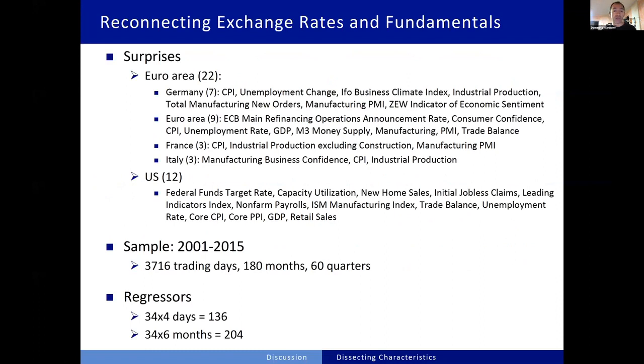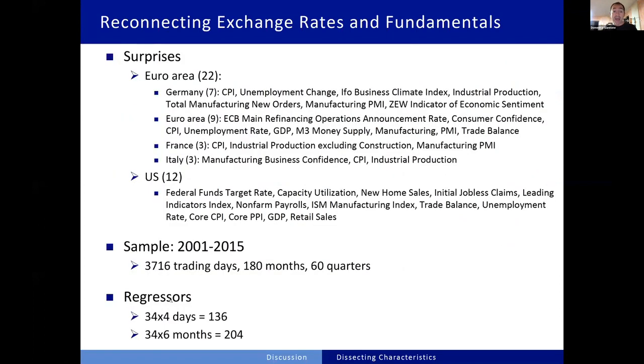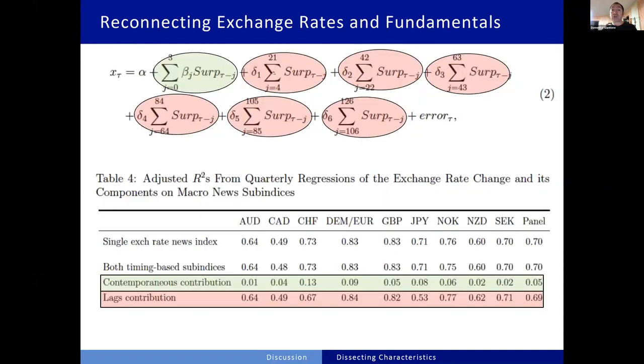Now, here are all the surprises for the case of the euro area and US, so the dollar-euro exchange rate. The sample is 15 years, which amounts to almost 4,000 trading days, which is 180 months and 60 quarters. Now, the regressors here are 34 times 4 days. So these are these regressors here, plus 34 times 6 regressors here.